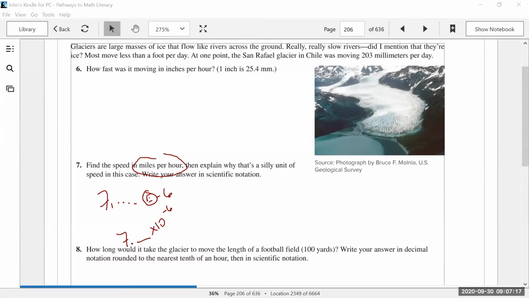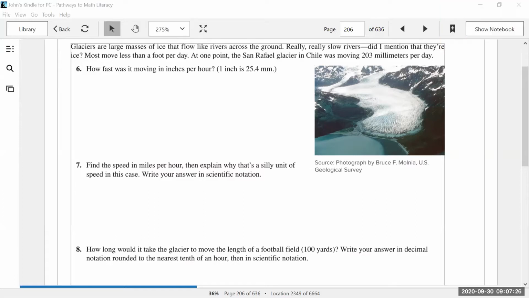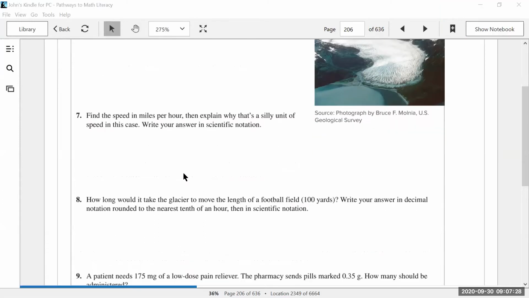Professor, could you please explain number 8, please? All right, here we go. This is the one I was going to talk about. Let's see if I can do this. There we go.